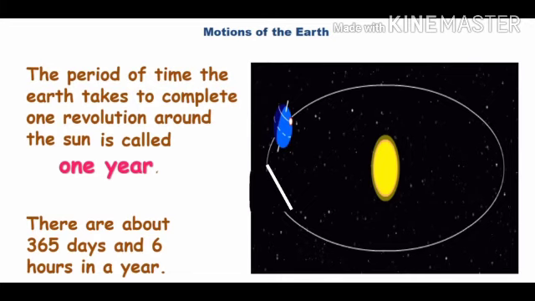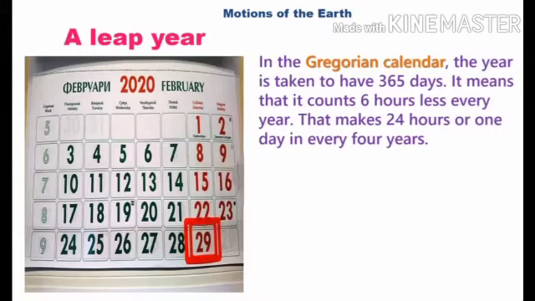Students, we will study what is called as leap year. Leap year is also called as Gregorian calendar. The year is taken to have 365 days. It means that it counts 6 hours less every year. That makes 24 hours or 1 day in every 4 years. Students, you must be thinking, what is this Gregorian calendar? Gregorian calendar is a calendar which is used all over the world.